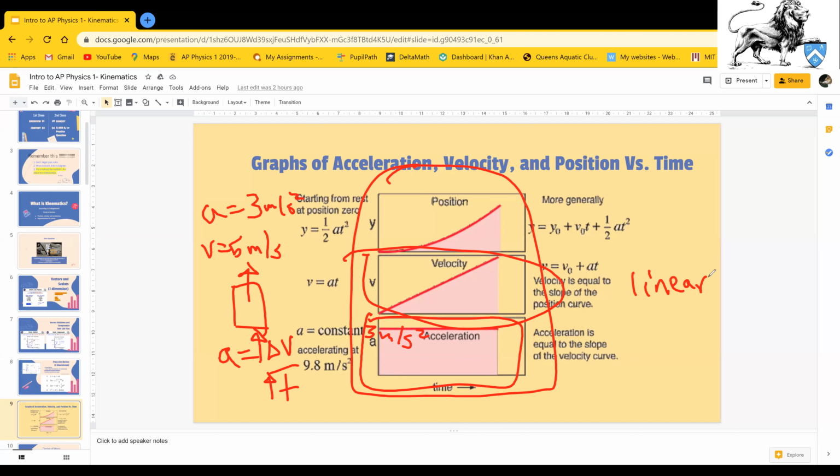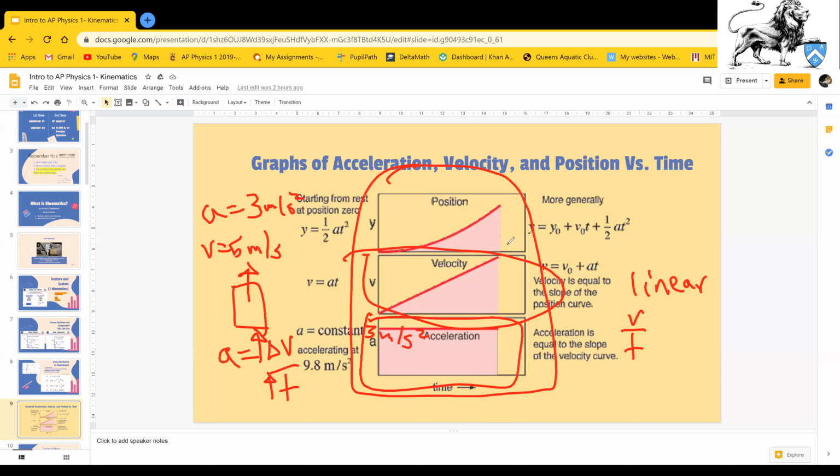It means that it's changing at a slope. It has a constant slope. And we know that slope is rise over run, right? So its rise is its velocity, and its run, which is the x, is your time. And v over t is acceleration. So we're fine with that.